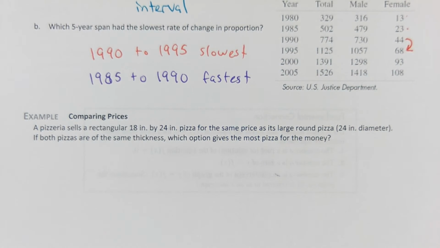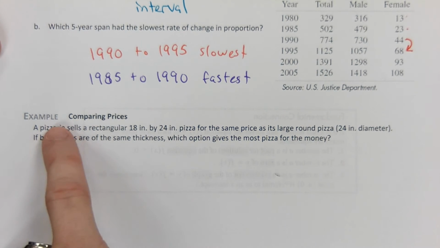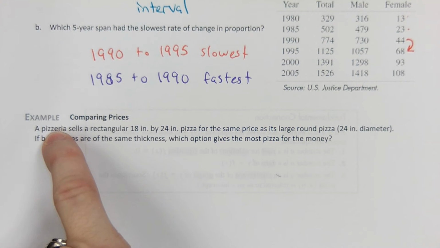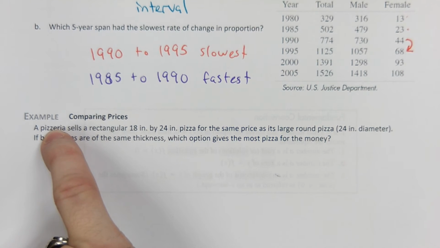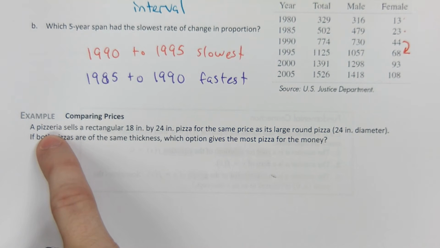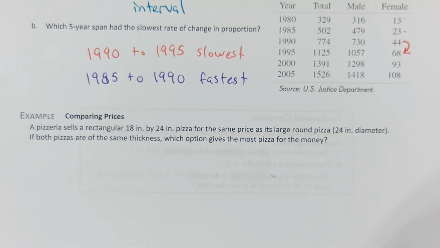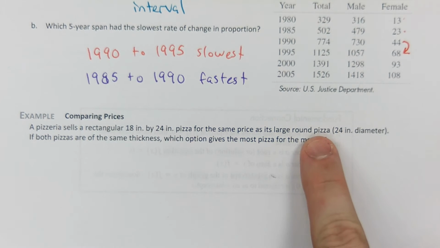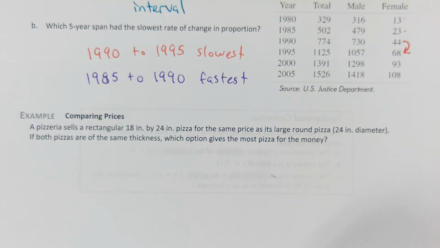Oh, we've already talked about cheeseburgers. Now let's talk about pizzas. A pizzeria, which, by the way, I think I would have spelled this word wrong. I'm pretty sure I would have spelled that with an A. Unless it's spelled wrong right now and it's supposed to have an A. I don't know. Anyway, a pizzeria sells rectangular 18-inch by 24-inch pizzas for the same price as their large round pizza, which is 24 inches in diameter. If both pizzas are the same thickness, what we want to know is which of these options gives the most pizza for this money.